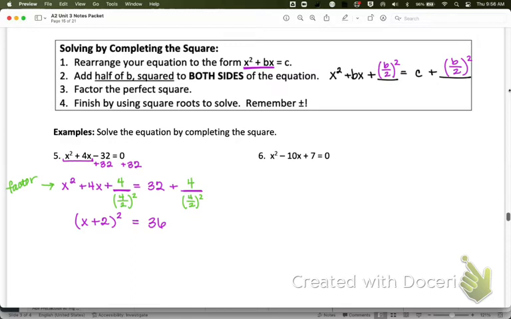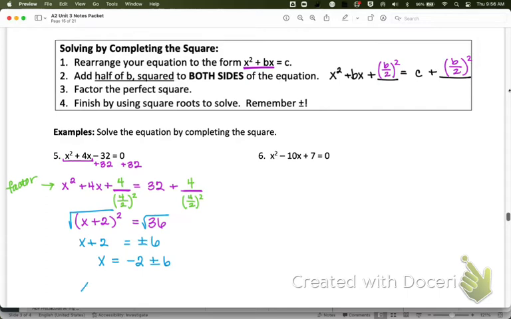I have a parentheses quantity squared, so now we can take the square root of both sides. So on the left, I get x plus 2. And on the right, don't forget, immediately following the square root, we get plus or minus 6. 36 is a perfect square. And then I'm going to subtract 2 from both sides, so I get x equals negative 2 plus or minus 6. Now don't forget, negative 2 and 6 are like terms, so we can go ahead and work that out.